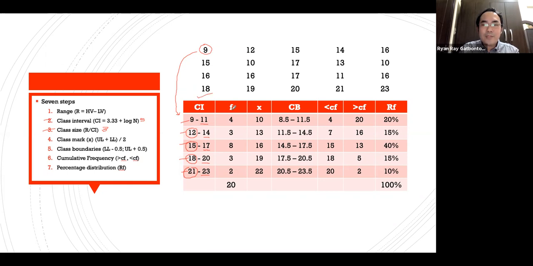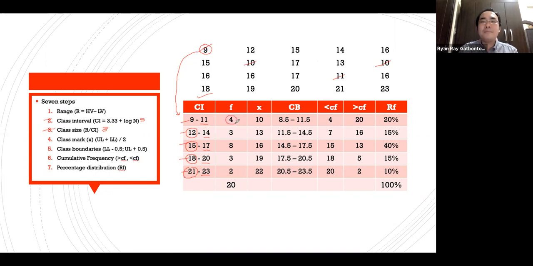The next column is to create your frequency. When we say frequency, it is the number of data that occurs in this group of the data set. In this step you're going to count how many data will fall into this category in your data set. So if we count 9 to 11 and look here, we can find 1, 2, 3, and 4. So that's why this is 4.